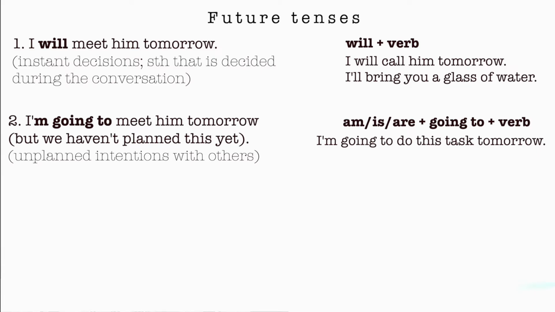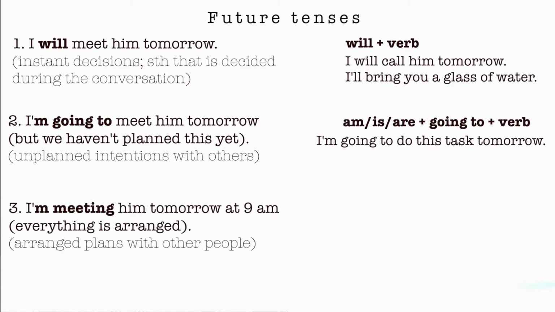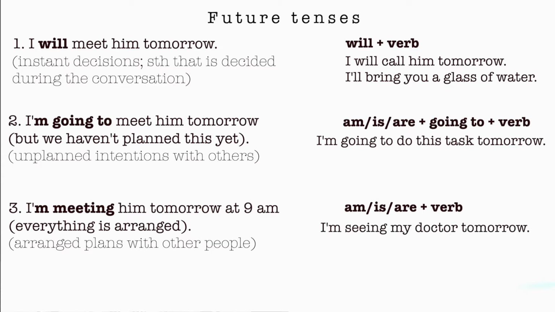It's your intention. And when you have some arrangements with other people, you know the time and place, use am/is/are plus an -ing form. It is the present continuous tense. I'm meeting him tomorrow at 9 a.m. I'm seeing my doctor tomorrow.